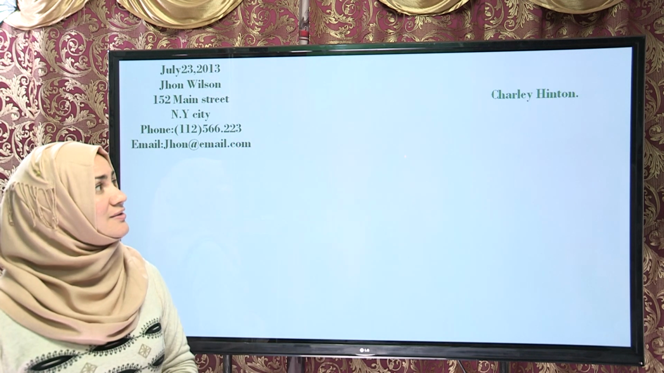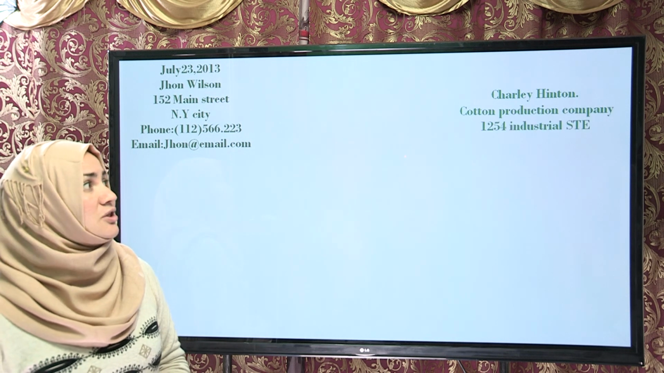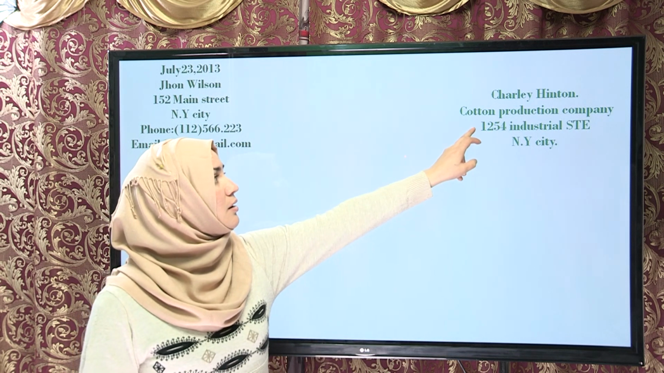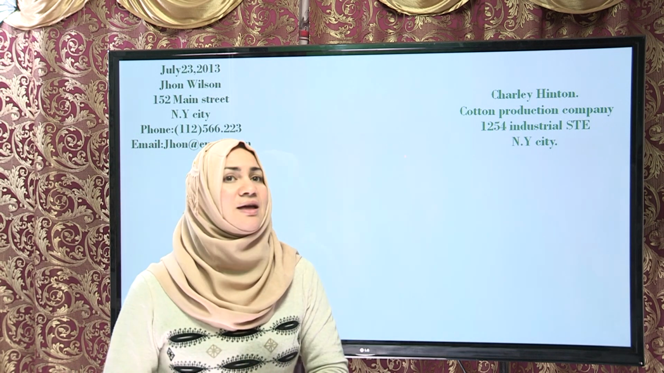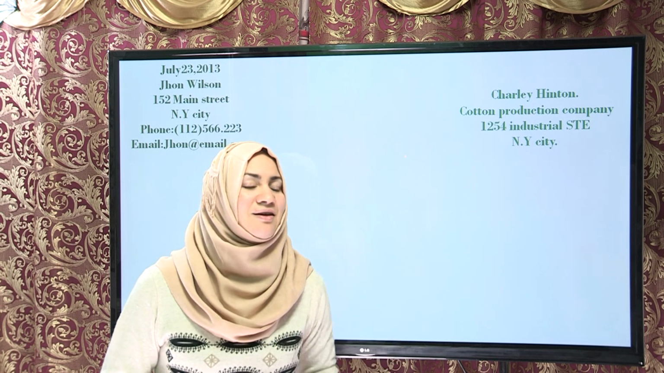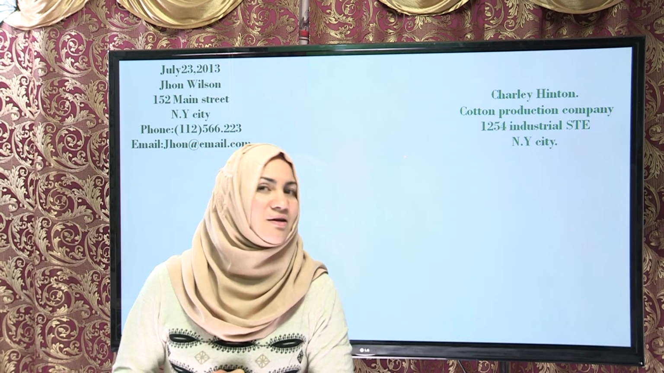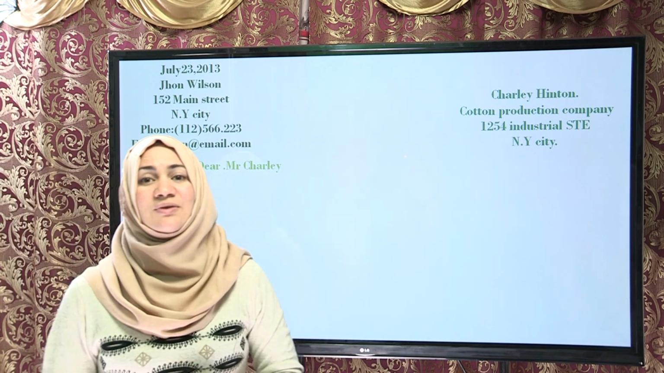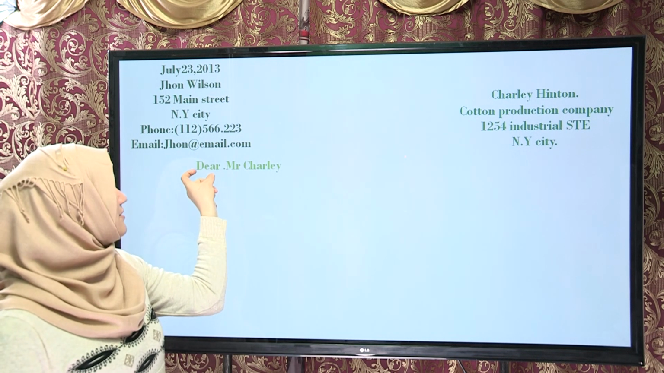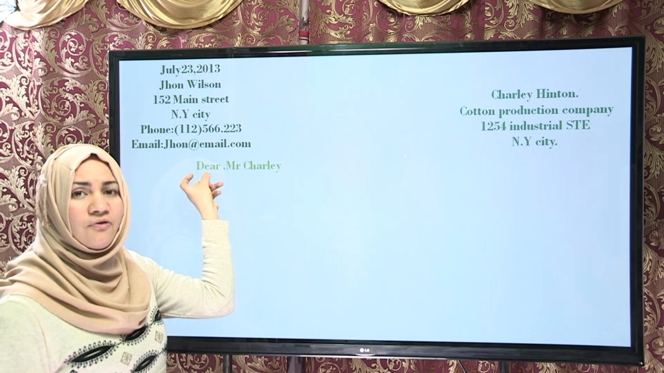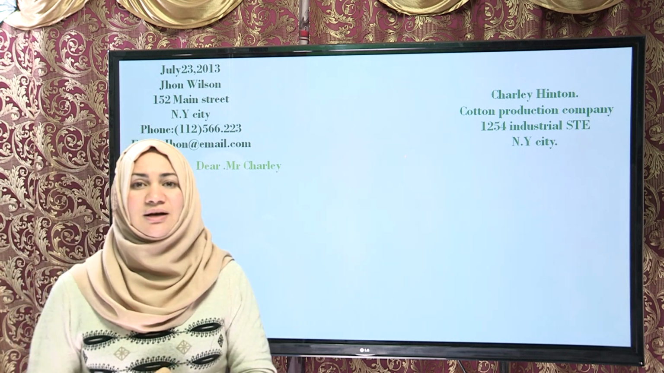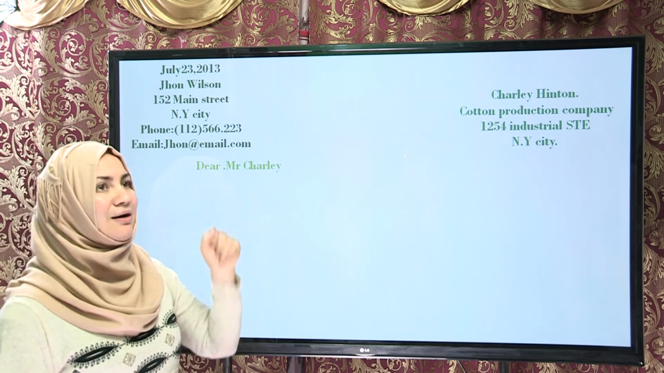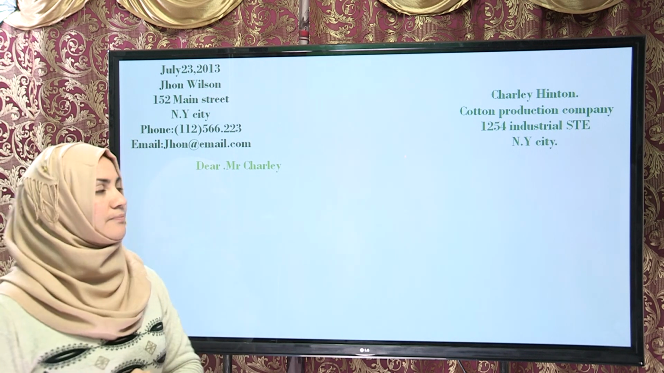So let's see the second point. Charlie Hinton, Cotton Production Company, 1254 Industrial STE, New York City. This is information about the company. Third, Dear Mr. Charlie. As we have mentioned, we use dear, which is a formal word to start our letter. Dear Mr. Charlie, the person to whom we are writing.